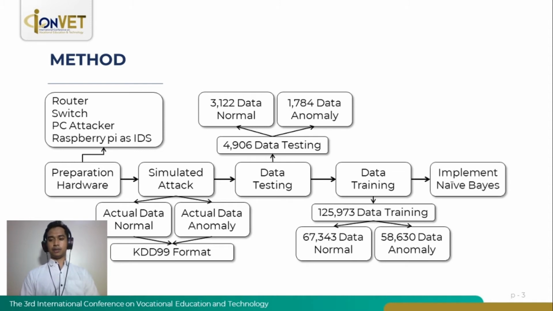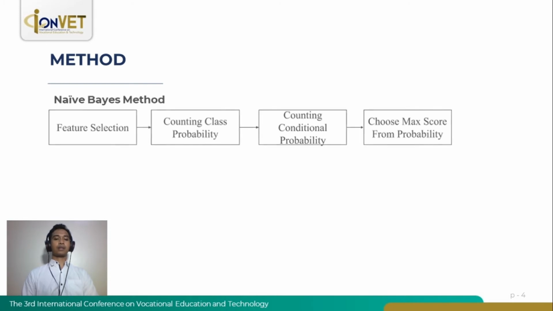After that, we can implement naive Bayes. On the naive Bayes method, first we do the filter selection. In this research it is from information gain and CFS subset eval. Information gain and CFS are feature selection methods and get the 9 features, that's src bytes, dst bytes, and so on.